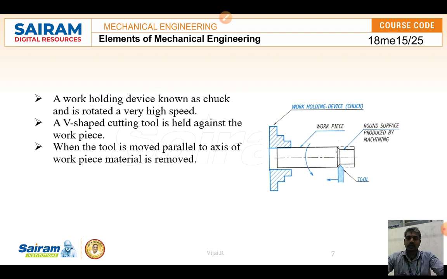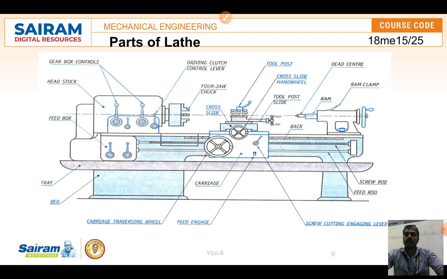You can see here the drawing which shows how the workpiece is held in a chuck. The chuck has jaws, and the jaws are used to hold the workpiece. A chuck is a work-holding device which rotates at a higher speed. Now when it is rotating, if we move the cutting tool so that it removes the unwanted material of the raw material, we get different types of cylindrical shapes.